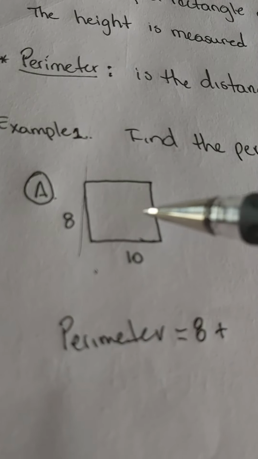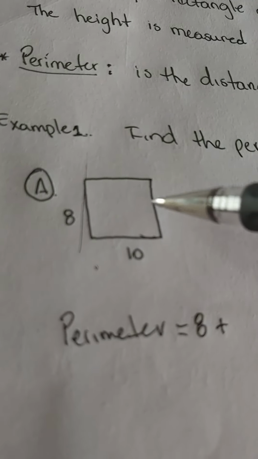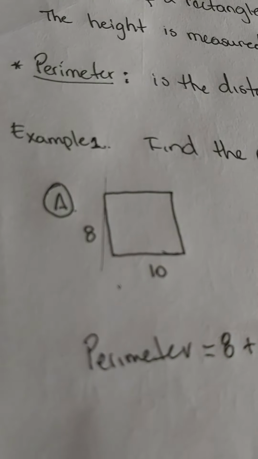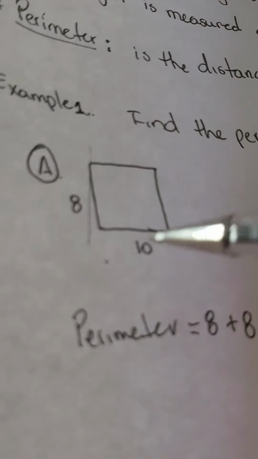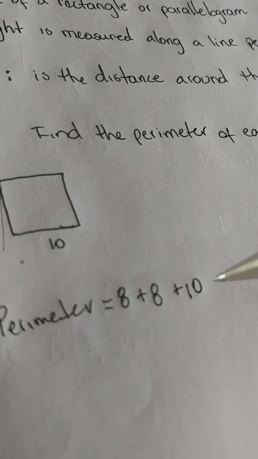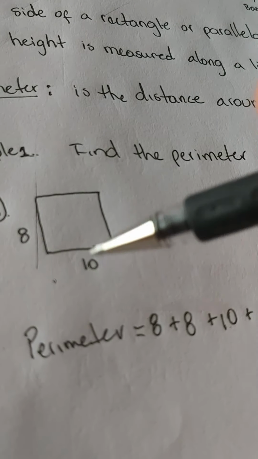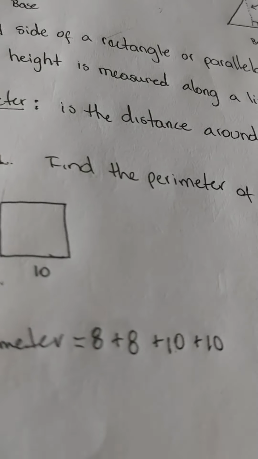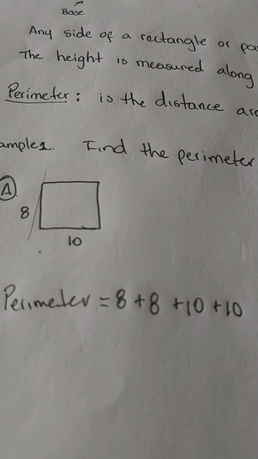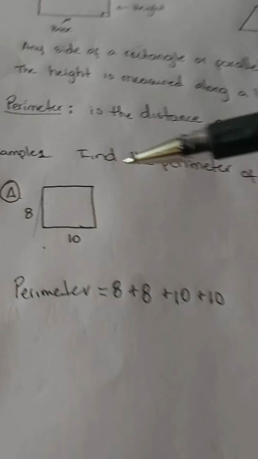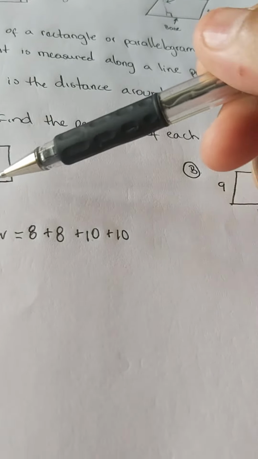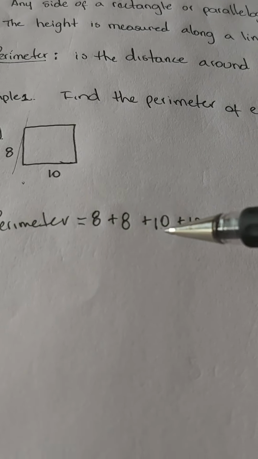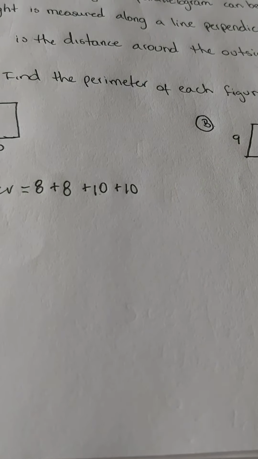plus, what will be the measure of this side? These two sides are congruent, so that means 8 plus 10, plus, if this measures 10, this will also measure 10. How many sides in a parallelogram? 4 sides. 1, 2, 3, 4. So we have to add 4 sides. Look, 8, 8, 10, 10. 4 sides.